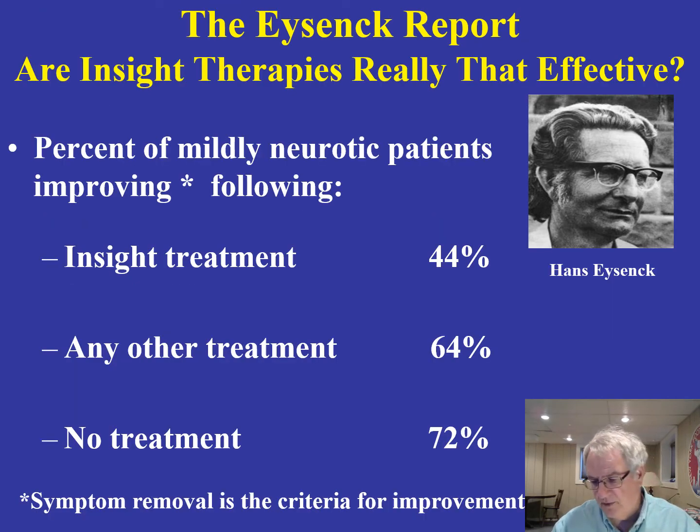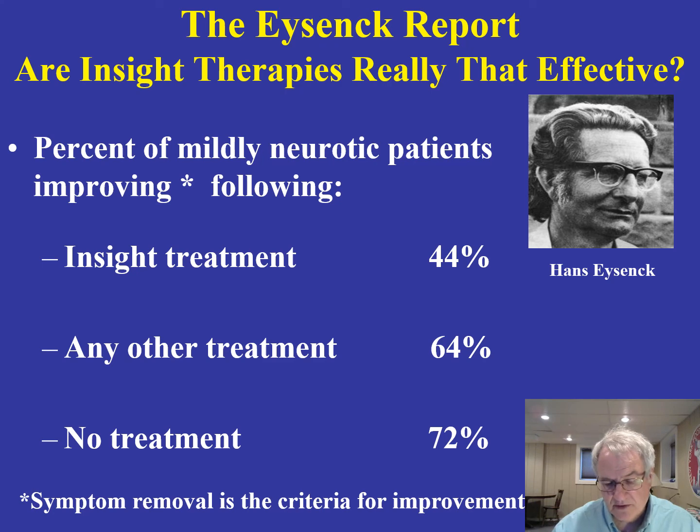This is a summary of an analysis done several years ago by a very famous British psychiatrist by the name of Hans Eysenck. He took a look at insight-based therapies and asked the question, are they really that effective? The study he did was to take mildly neurotic patients and place them into one of three different groups. One group received some form of insight-based treatment. Another group was mildly neurotic patients that received any other form of treatment, that was not insight-based. And then there was a control group that received no treatment at all. He and his associates examined whether or not these individuals improved.